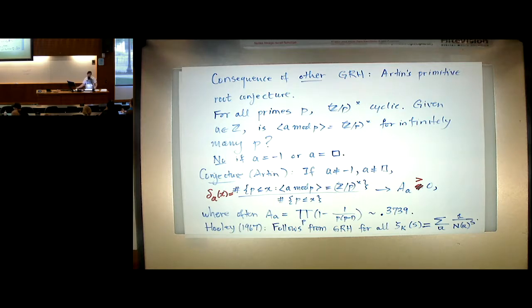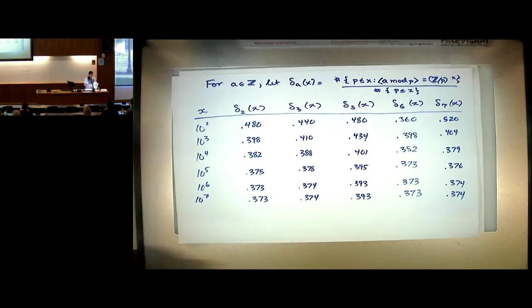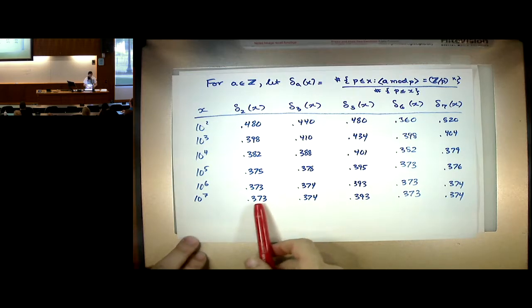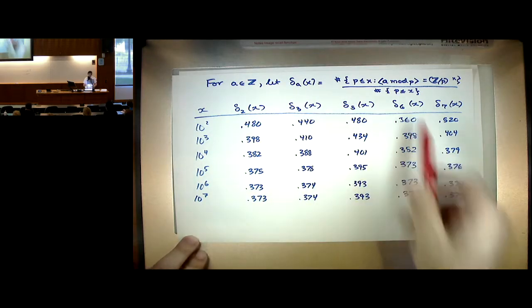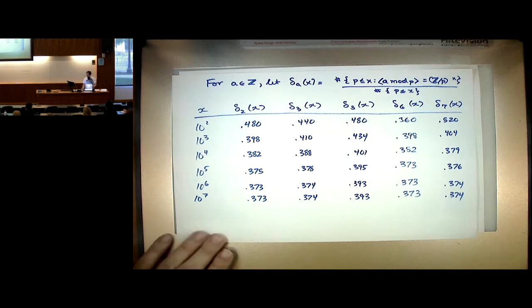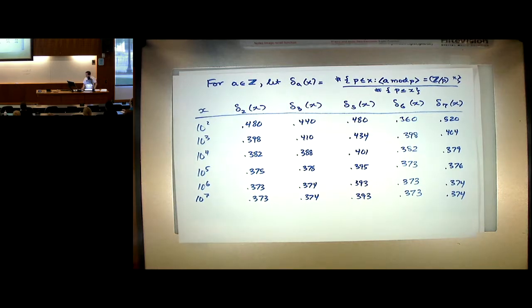So let me show you some data. Here's how the densities behave as x runs through the powers of 10. Harris helped me do these calculations. For example, around 37% of primes up to 10 million have 2 as a generator mod p, or 3 as a generator mod p, and so on. Now you look at this data, does anything strike you as peculiar?